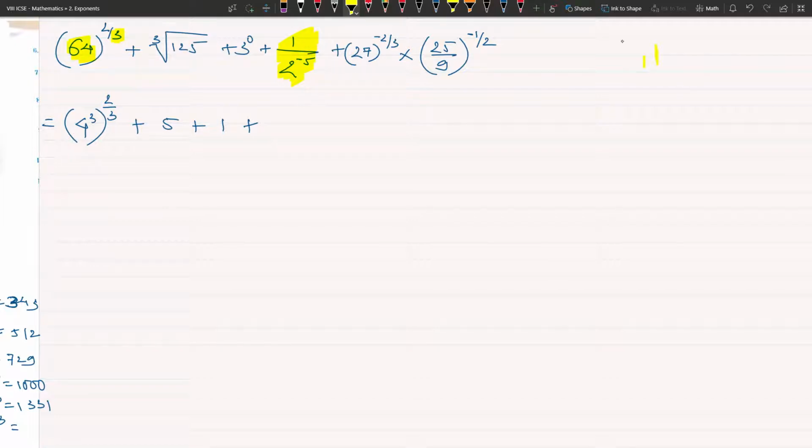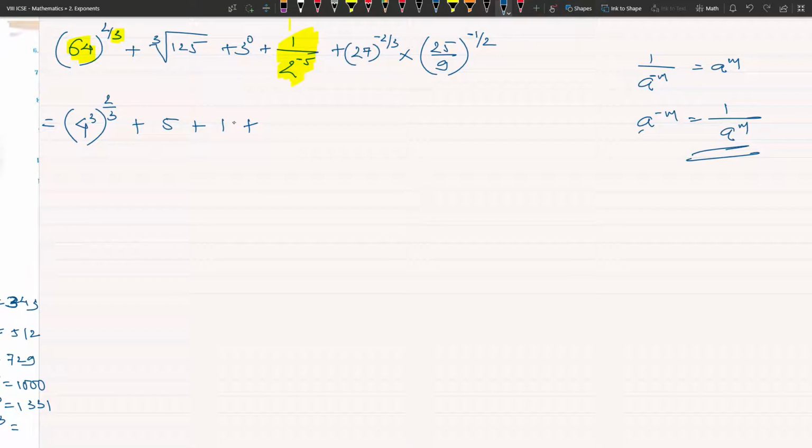See, if you have something like this, please note it down. We have already written a law based on this. You can write it this way also. 1 upon a raised to minus m is equal to a raised to m. And a raised to minus m is equal to 1 upon a raised to m. Right? So 1 upon 2 raised to minus 5 becomes 2 raised to 5, that's it. Okay, plus, tell me now how to solve this.